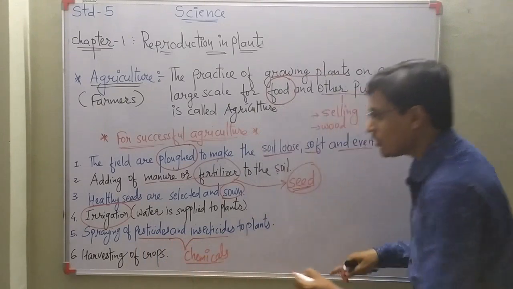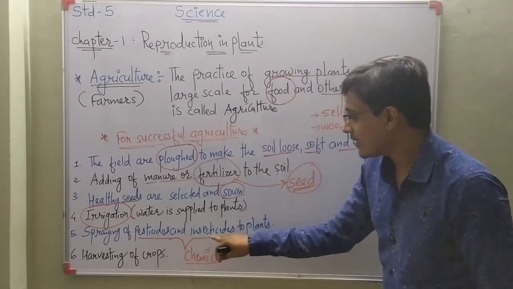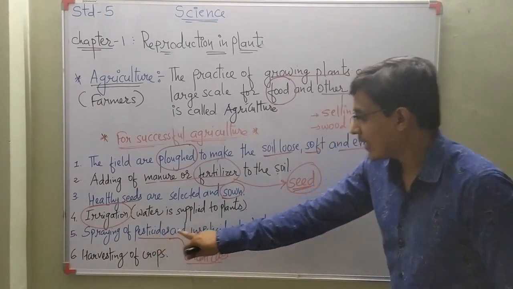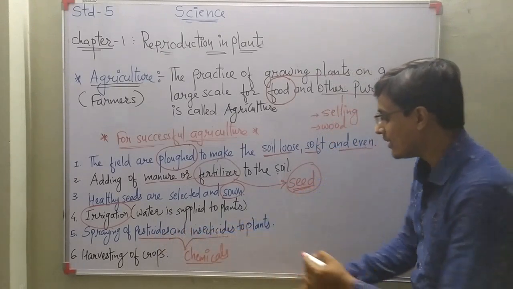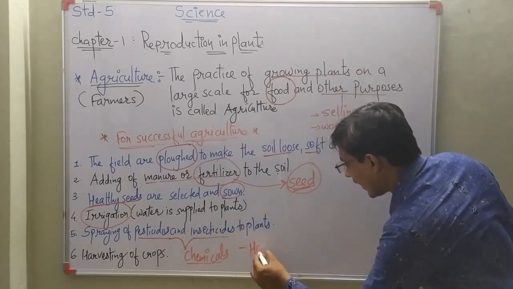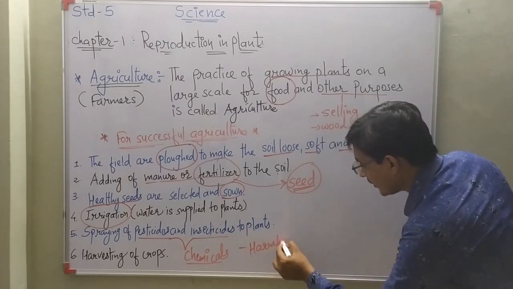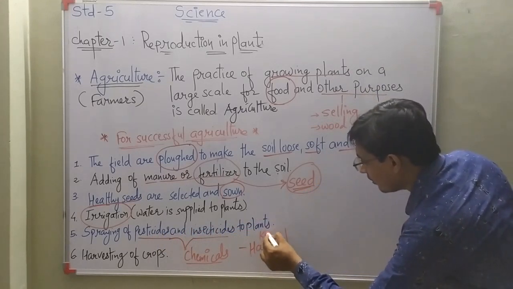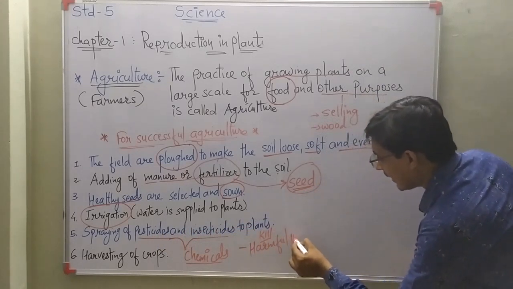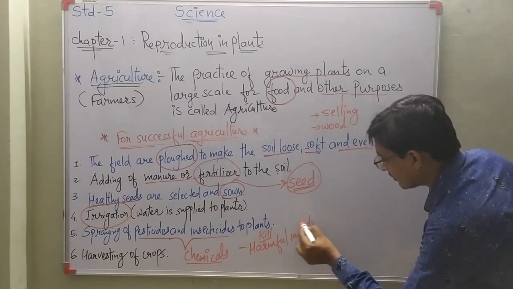What is the function of the pesticide and insecticide? What will pesticide and insecticide do? They kill the harmful insects and pests.